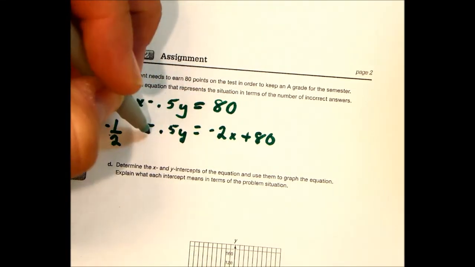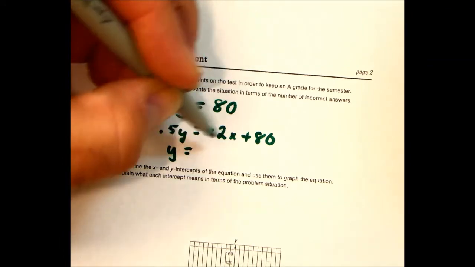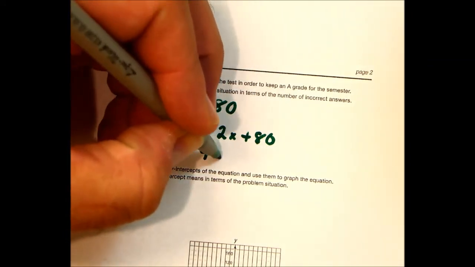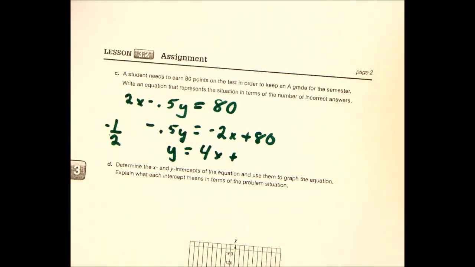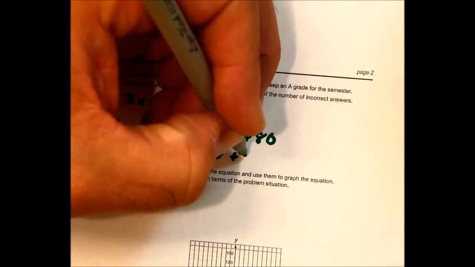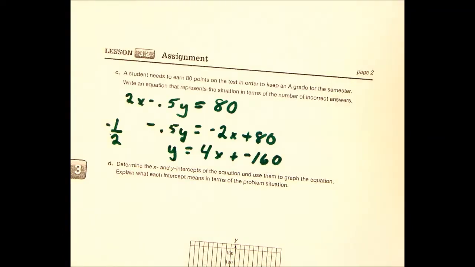So if I divide everything by negative 0.5, I get y equals negative 2 divided by negative 0.5. Two negatives make a positive. Plus, again, a negative and a positive make a negative, plus a negative 160. Now remember, this negative 160 is where we start. What is that called? The negative 160 is the y-intercept.